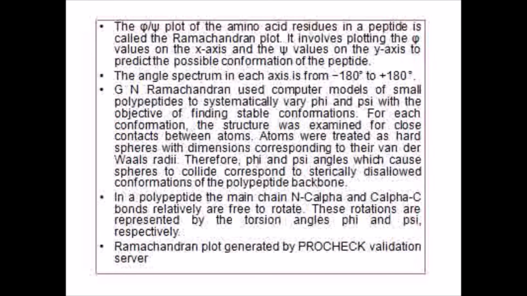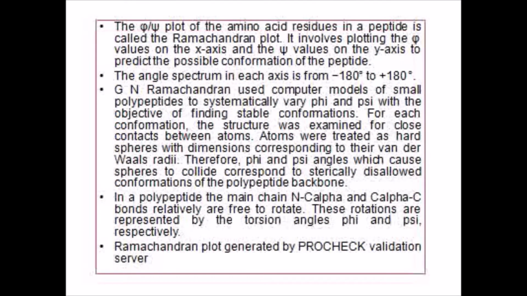It involves plotting the phi values on the x-axis and the psi values on the y-axis to predict the possible conformation of the peptide. The angle spectrum in each axis is from minus 180 degrees to plus 180 degrees. Ramachandran used computer models of small polypeptides to systematically vary phi and psi with the objective of finding stable conformations. For each conformation, the structure was examined for close contacts between atoms.